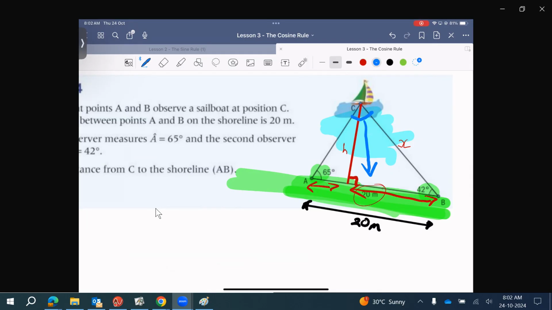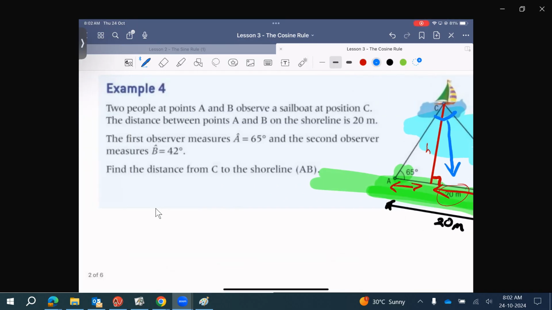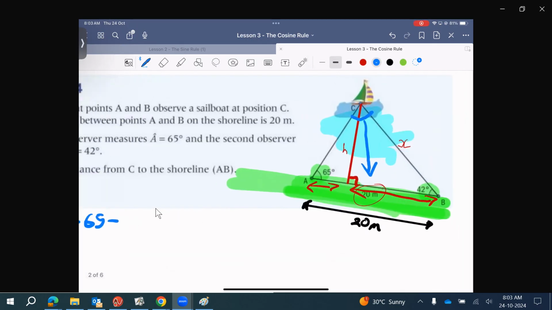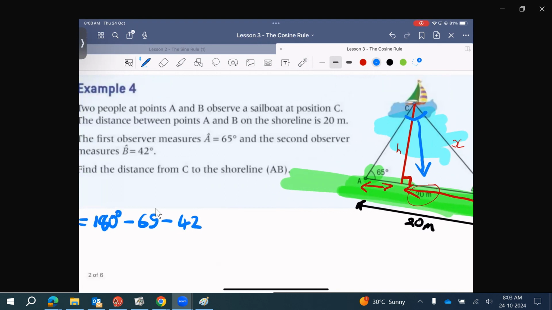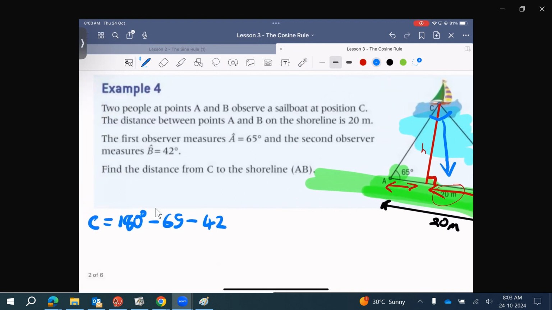So the first thing that we have to decide is, in order to get any information out of this, we need to find the third angle. So the third angle C is equal to 180 minus 65 minus 42. What is that? Use your calculator to find out. 73.